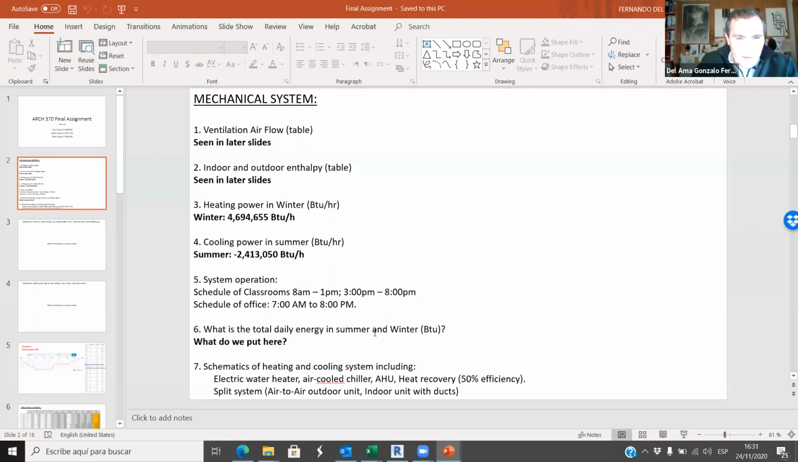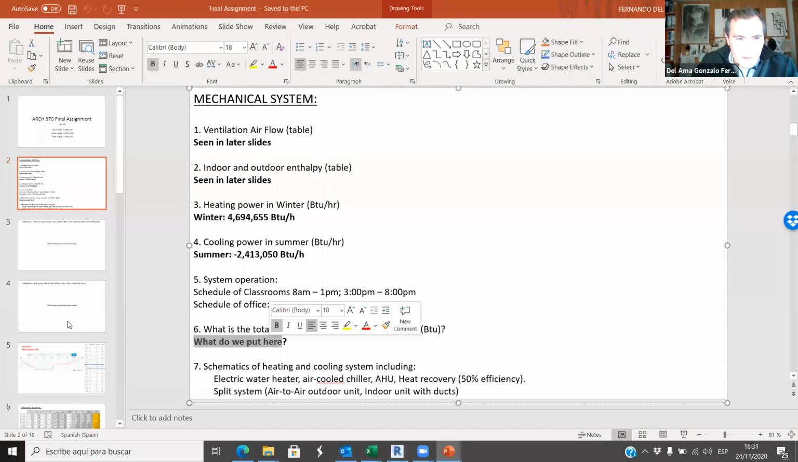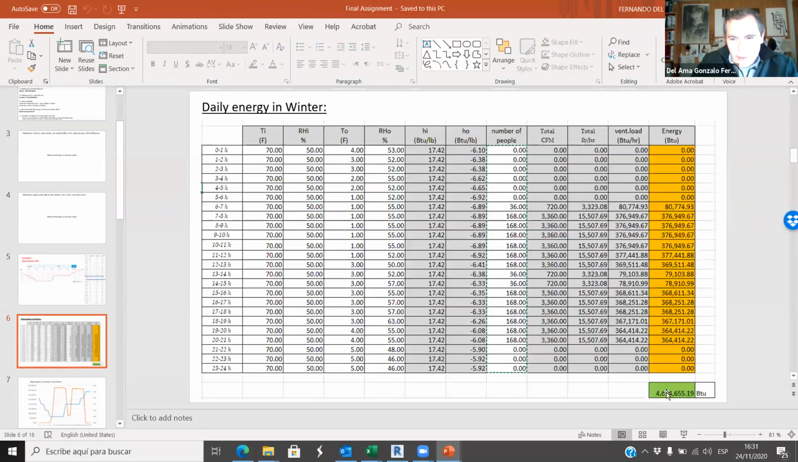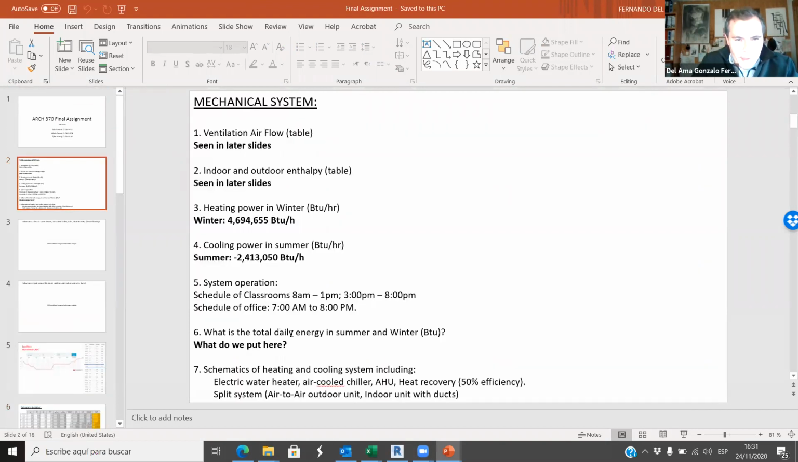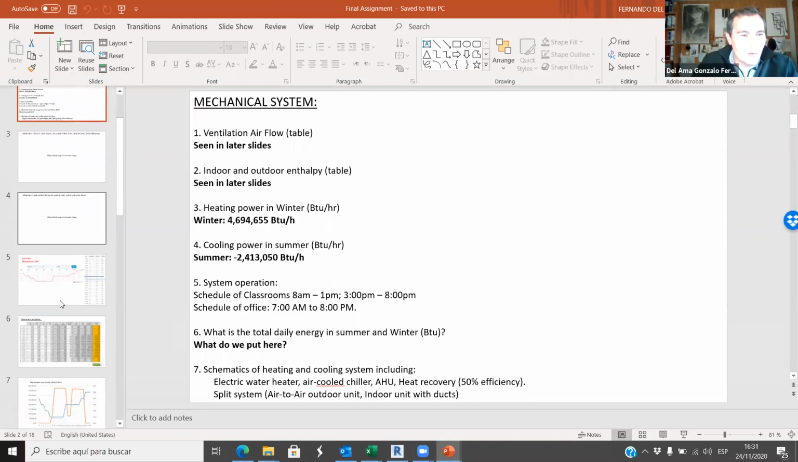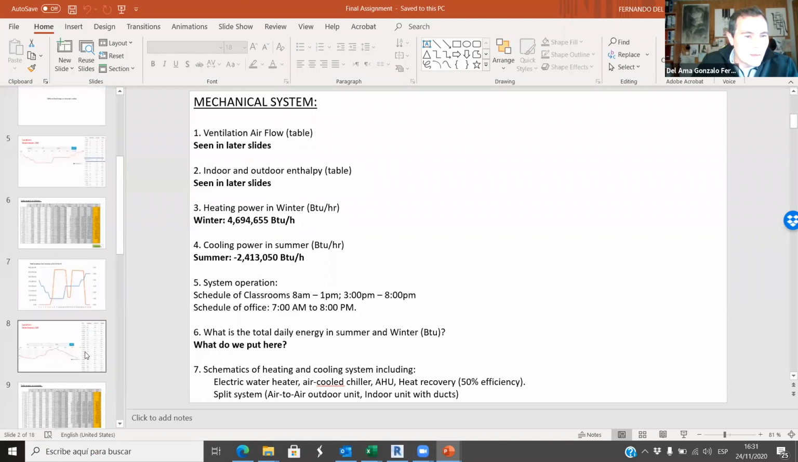And what is the total energy in summer and winter in BTU? What do you put here? You have to put this value, this BTU, okay? This total energy that you have here. So this is the total daily energy in summer and winter. Well, and you have to do it twice, for summer and for winter. I think you have already done it.